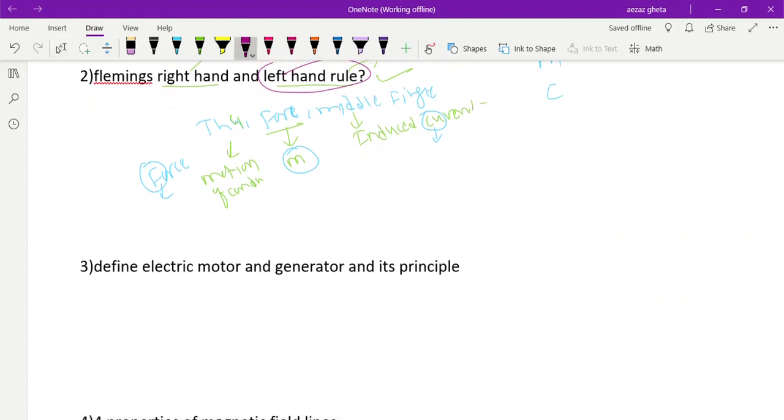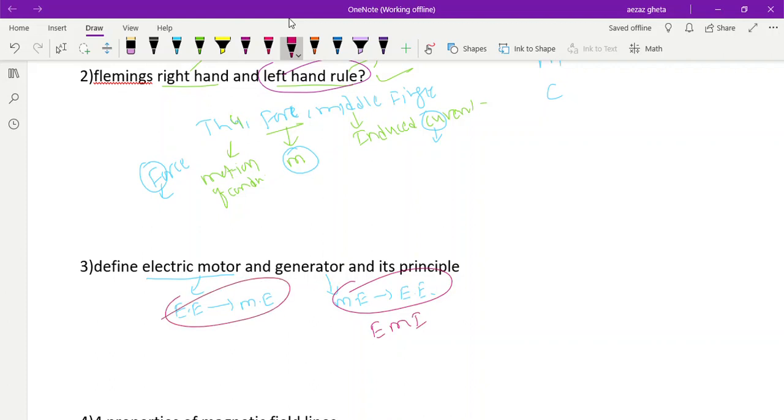Okay, what is an electric motor? An electric motor is a device which converts electrical energy into mechanical energy. A generator is a device which converts mechanical energy into electrical energy. Correct? So what is the principle of these? The principle of a generator is electromagnetic induction. The principle of an electric motor is what?